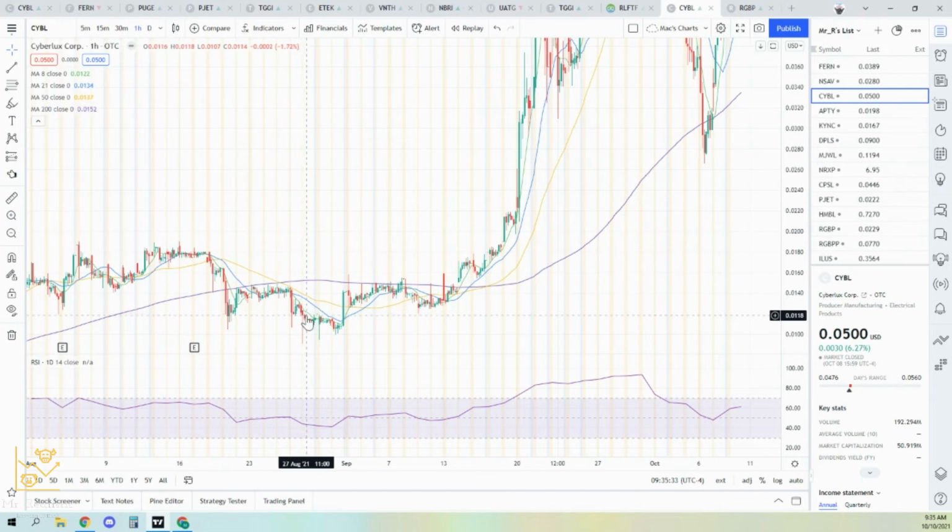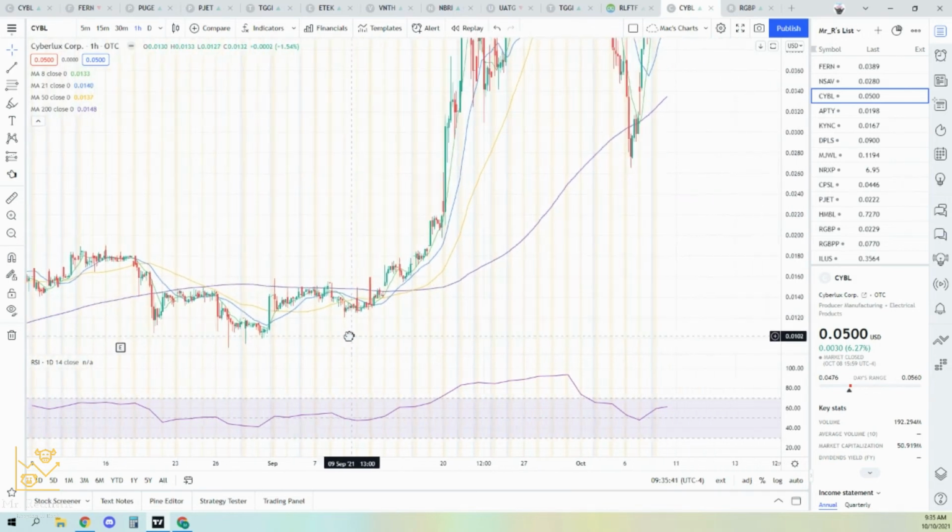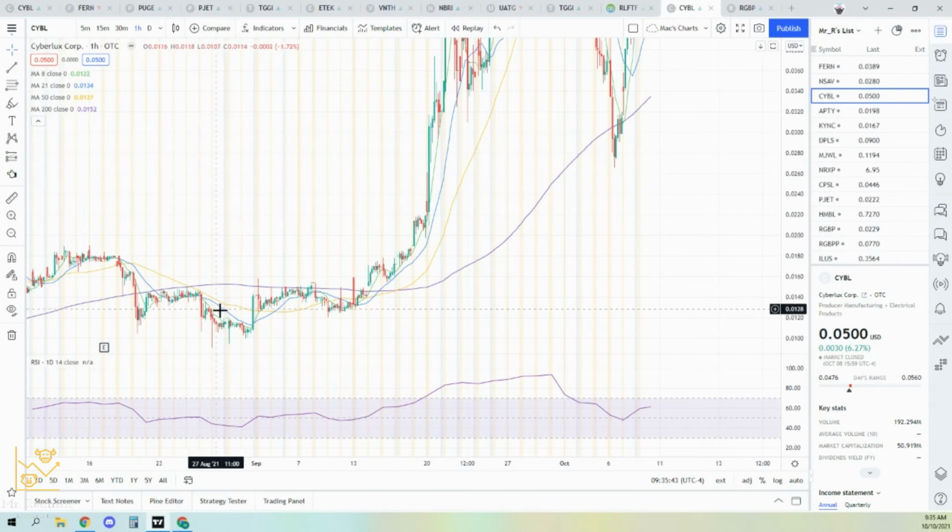All right. 8 MA drops below, 21's on top. That tells me bearish. It's going down some more. Death cross, 50's below the 200, and we just follow it. Following, following, following.